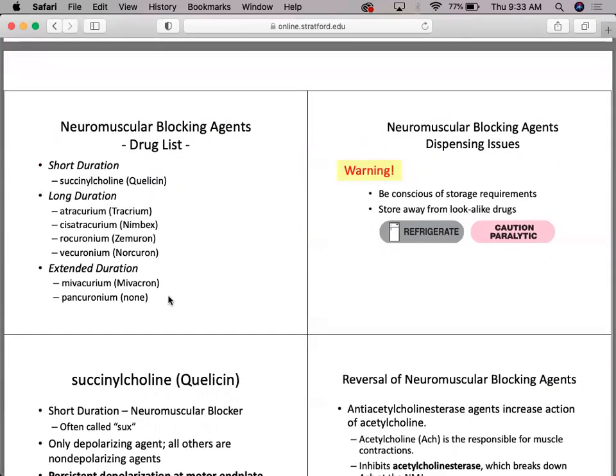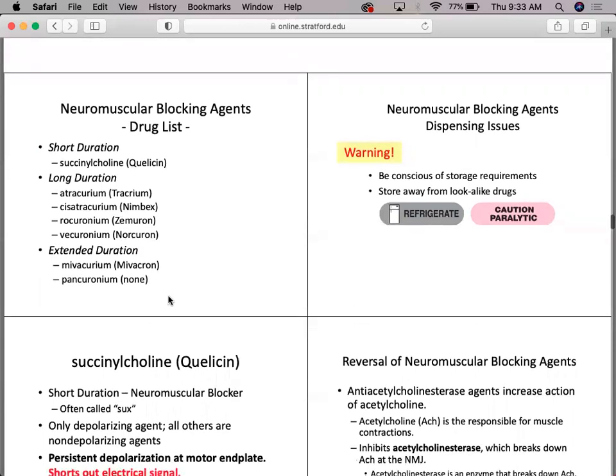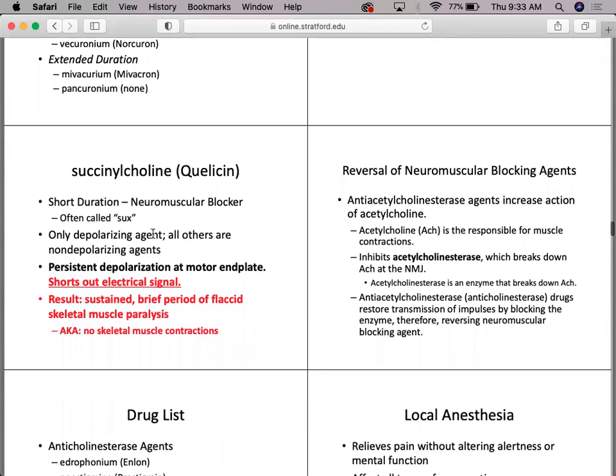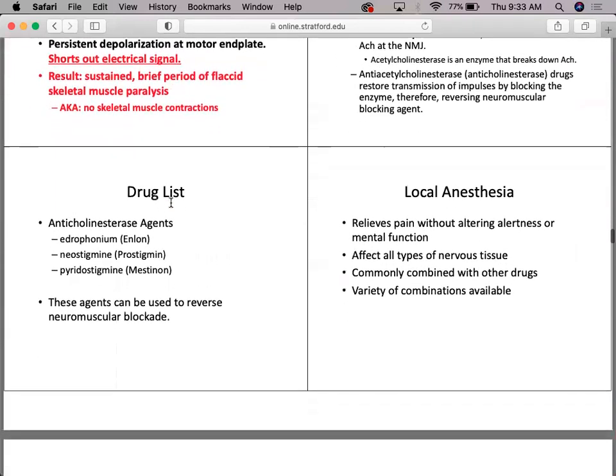Neuromuscular blocking agents, nice to know. Succinylcholine, good to know, right?